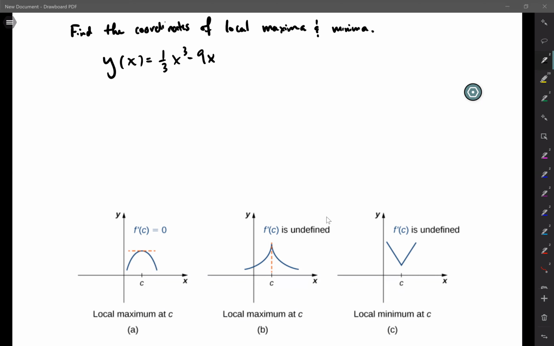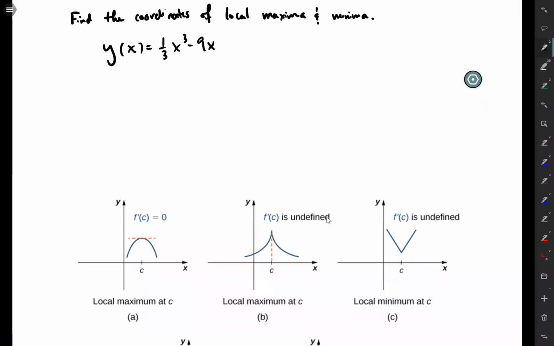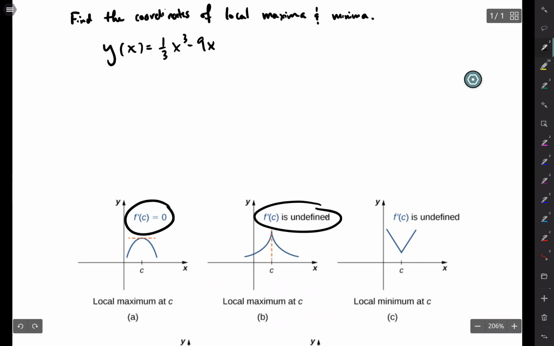Okay, hello everyone. So in the last video, we gained some intuition that if you want to define local maxima or minima, the thing we should do is look for when the derivative is equal to zero or when the derivative is undefined, because that's where we get maxes or mins, right?